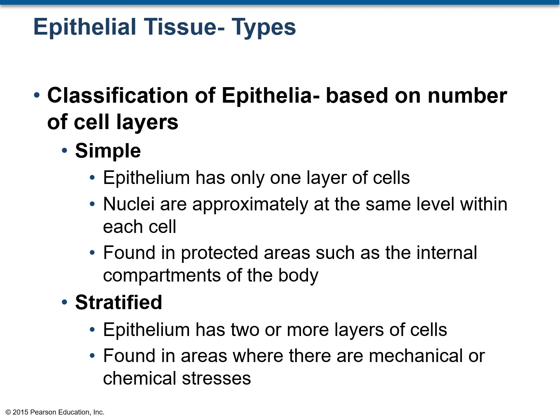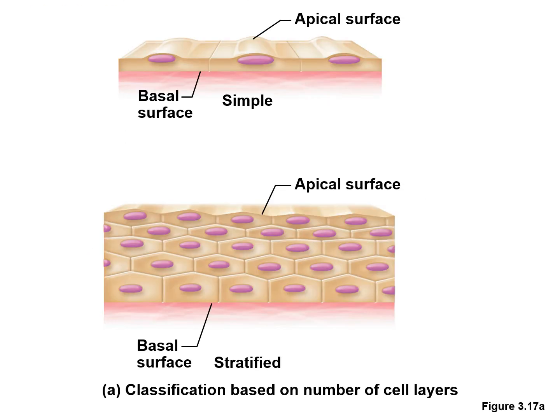Usually when there is more than one layer of cells, those are in areas where there is a lot of mechanical or chemical stress involved. While when there is a single layer, it is usually in places where you need efficient secretion or absorption. So simple and stratified epithelial tissues, that means single layered and multiple layered epithelial tissues, are shown in this figure.